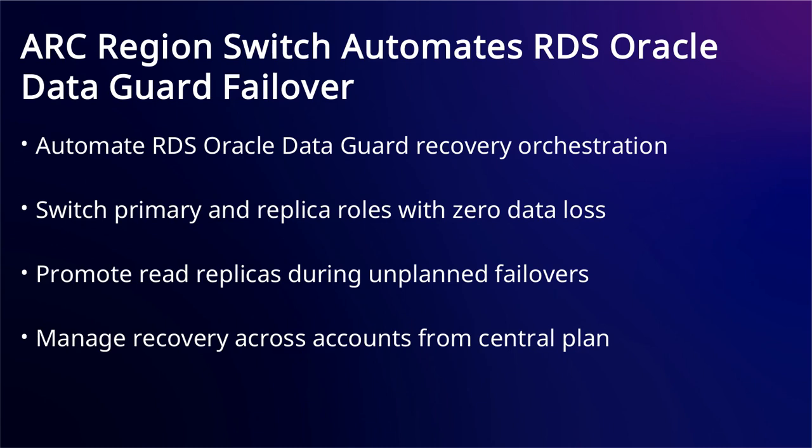The execution block automates role transitions between primary databases and read replicas with zero data loss during planned failovers. For unplanned failovers where speed matters, it automates promotion of read replicas to primary databases. Cross-account support enables you to orchestrate recovery of RDS instances hosted in different accounts from your Region Switch plan, allowing centralized recovery management across your organization. This automation helps you achieve bounded recovery time objectives during regional impairments.